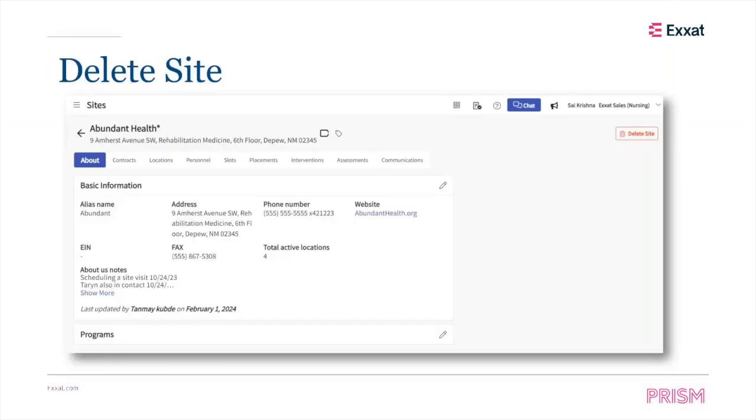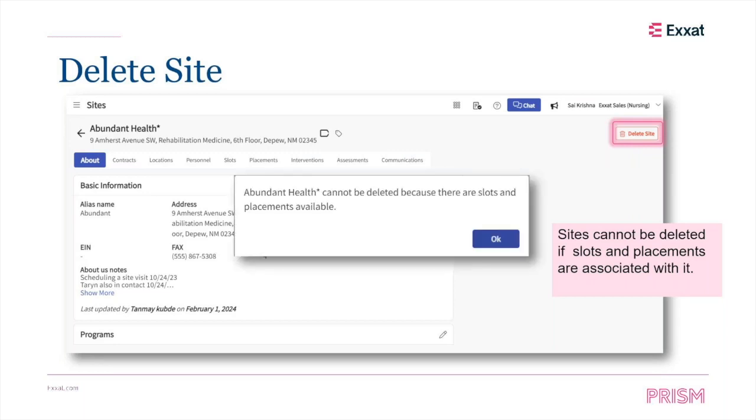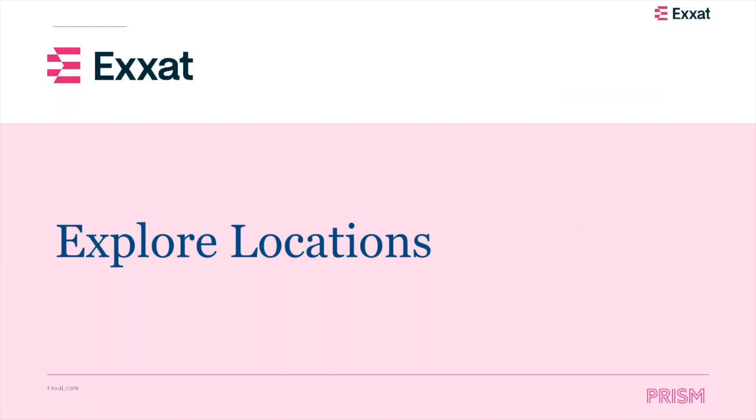Deleting a site. Coming back to the first tab of the screen, on the top right corner you have delete site. If the site has any dependencies like slots and placements, the system will not allow you. If there is no dependency, it will show you a two-digit number which you have to type in, and it will allow you to delete. In my case, I took a site which has a dependency. You will see a pop-up saying it cannot be deleted because there are slots and placements available on it.